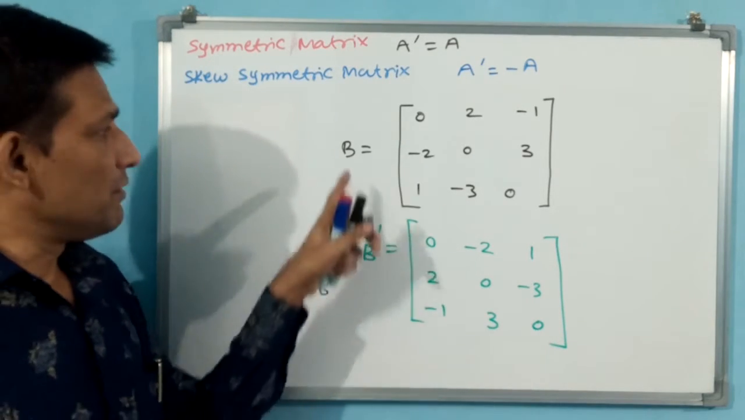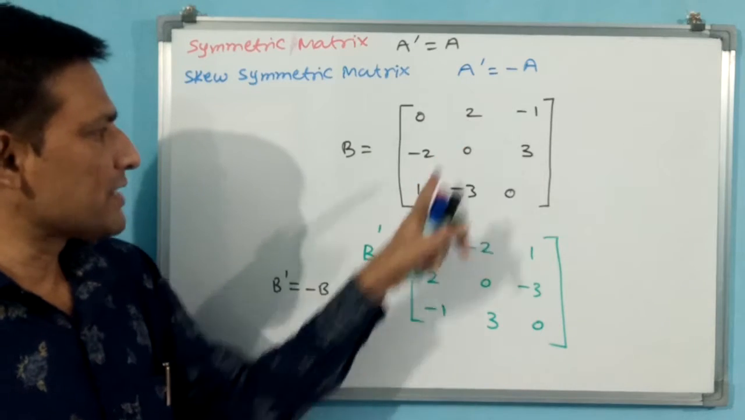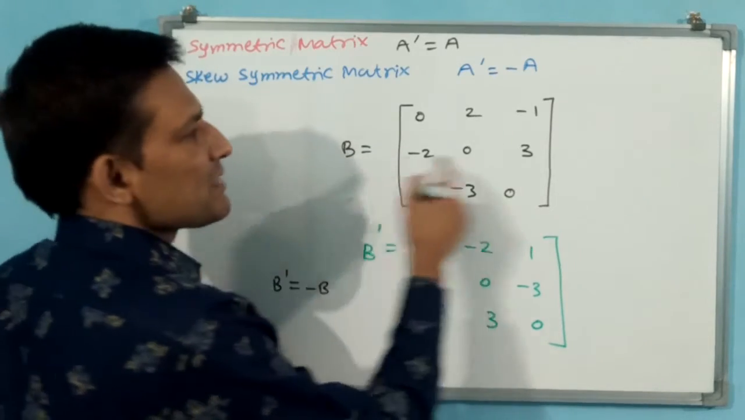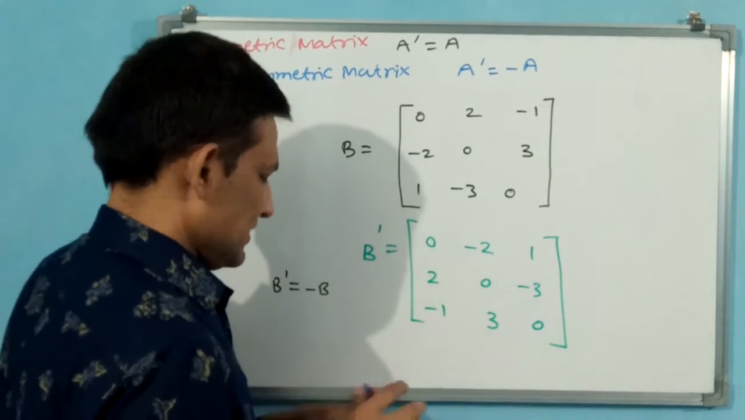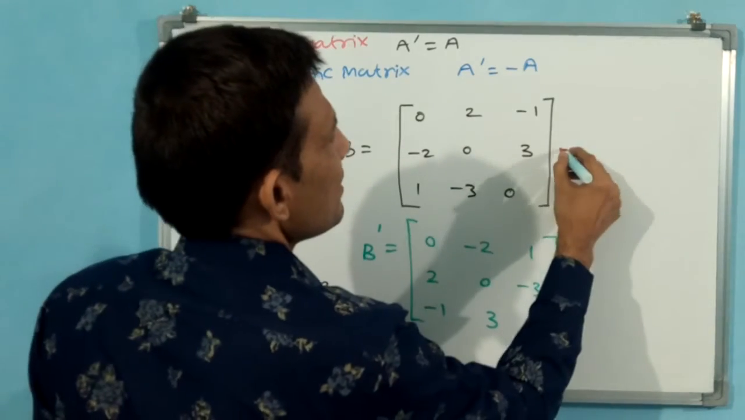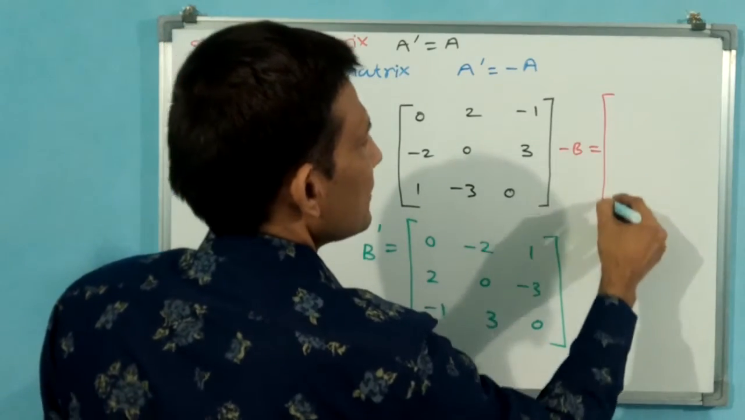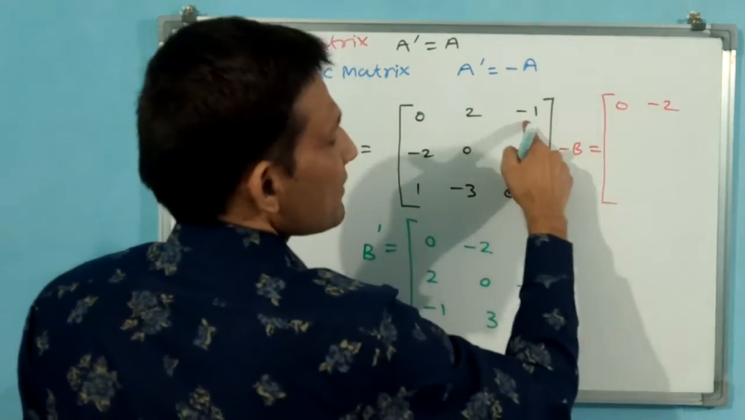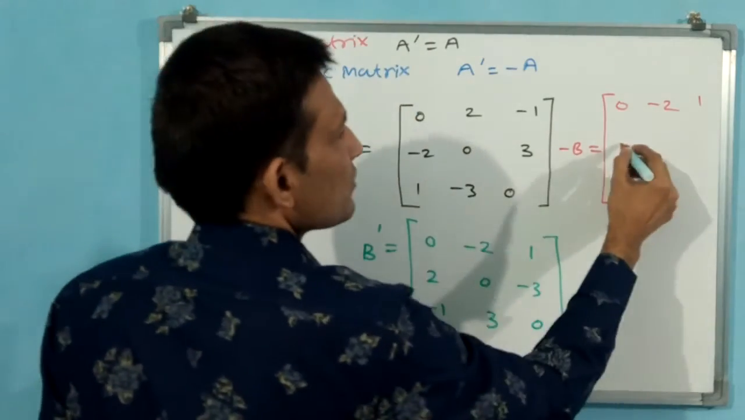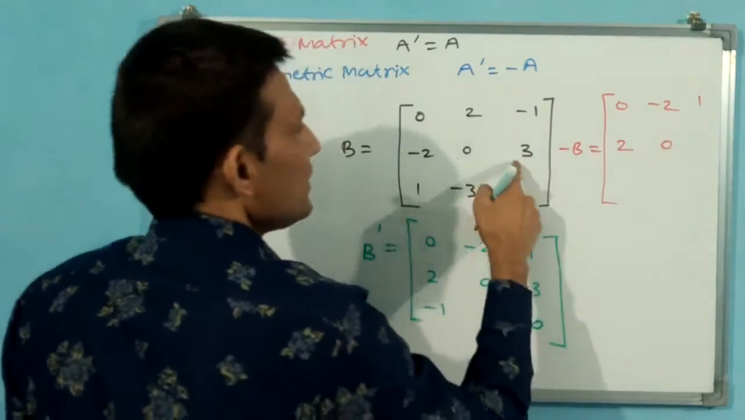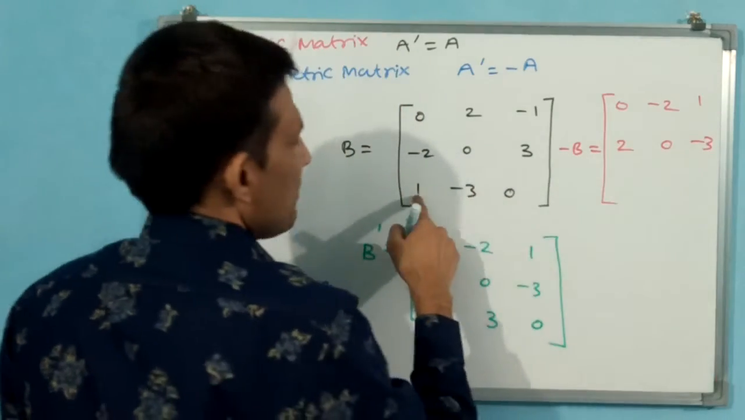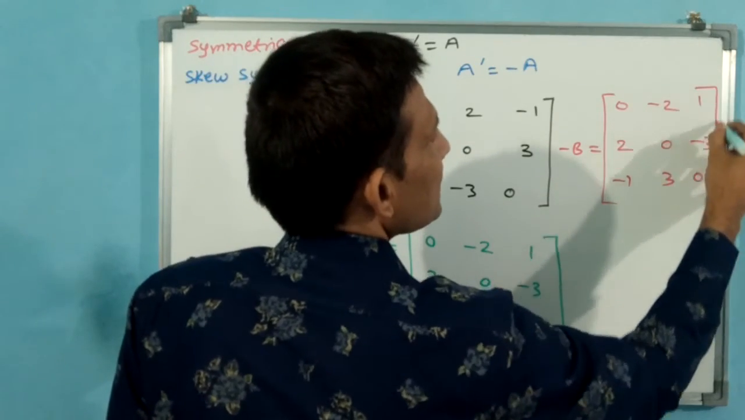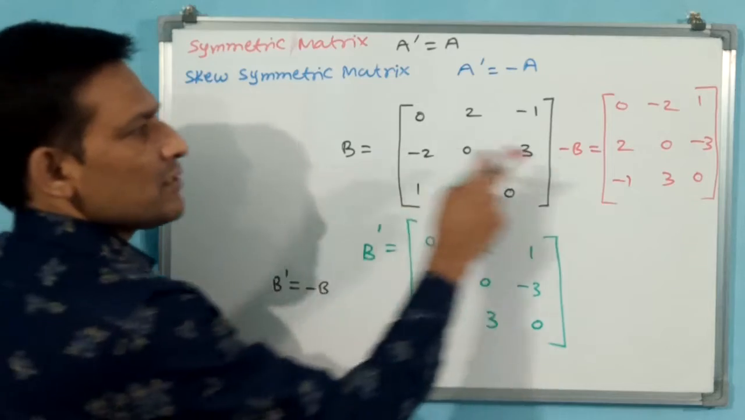Now see, both are not equal. B and B dash are not equal. You see 0, 2 has come, 0, minus 2 has come. Okay. But what we can see, I am making minus B here. You see minus B. This is B. Minus B is equal to, minus of 0 is 0 only, but minus of 2 is minus 2, minus of minus 1 is plus 1, minus of minus 2 is 2, minus of 0 is 0 only, minus of 3 means minus 3, minus of 1 is minus 1, minus of minus 3 is 3, minus of 0 is 0. Okay, this is B, this is minus B.